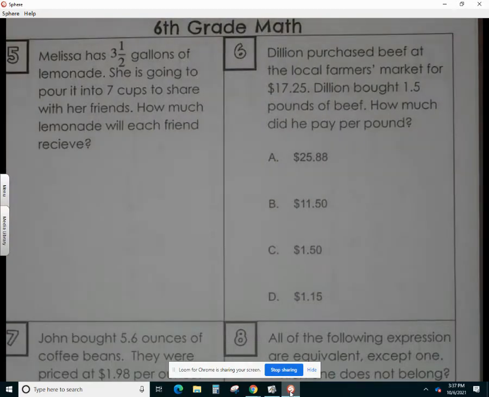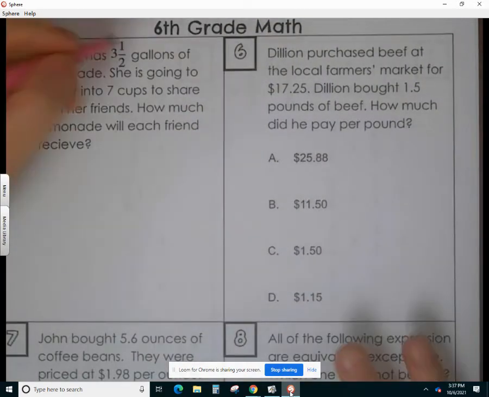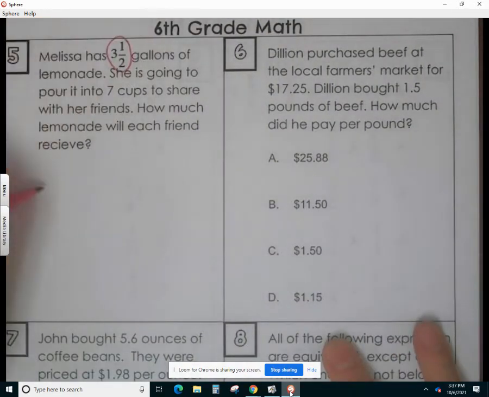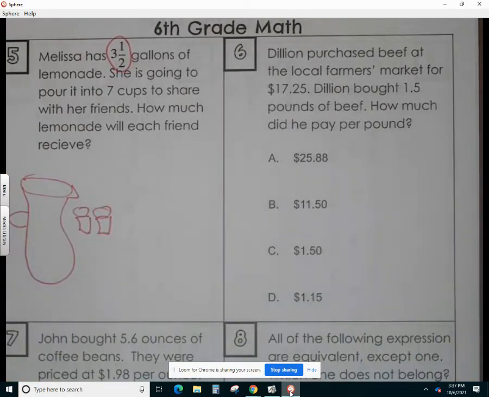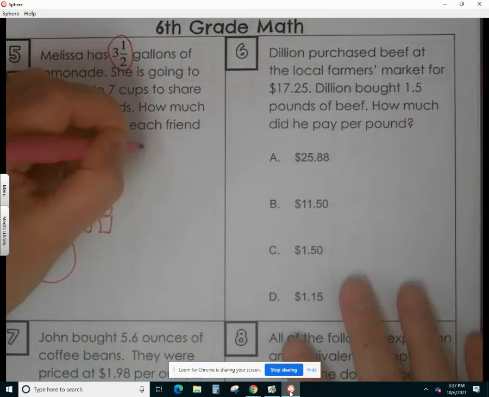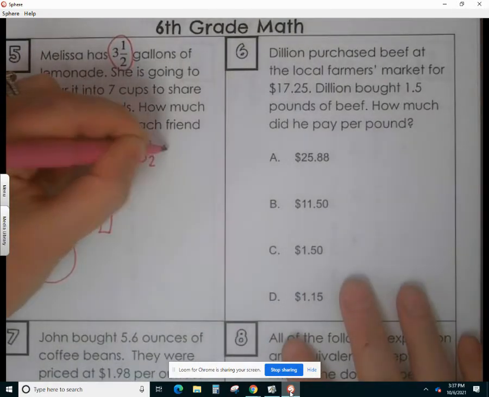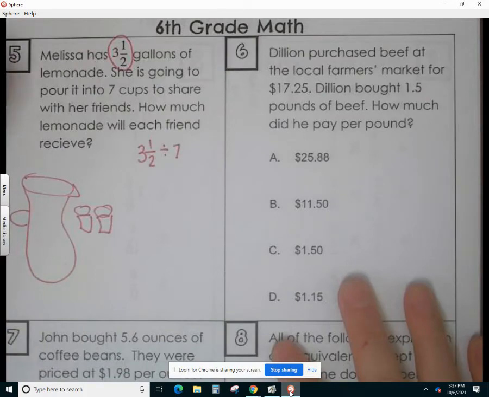Okay, that helps. If this girl has a bunch of lemonade that she is pouring out, picture like a big container of lemonade that she's pouring out into cups. She's separating it out into 7 cups. And anytime we're separating stuff out in math, that's going to be division. And dividing fractions is on page 14.